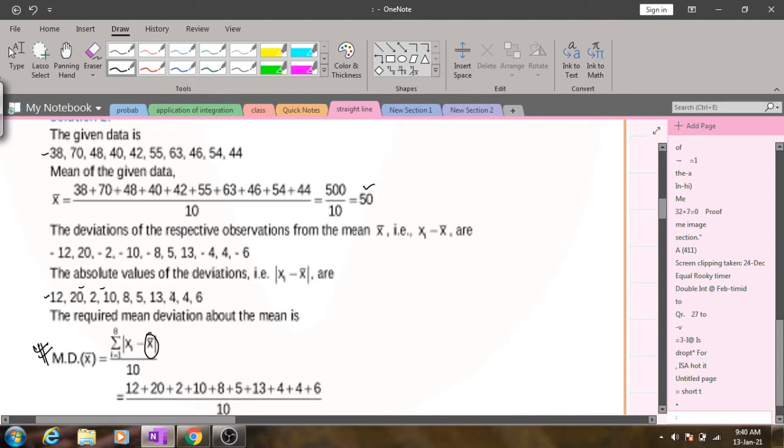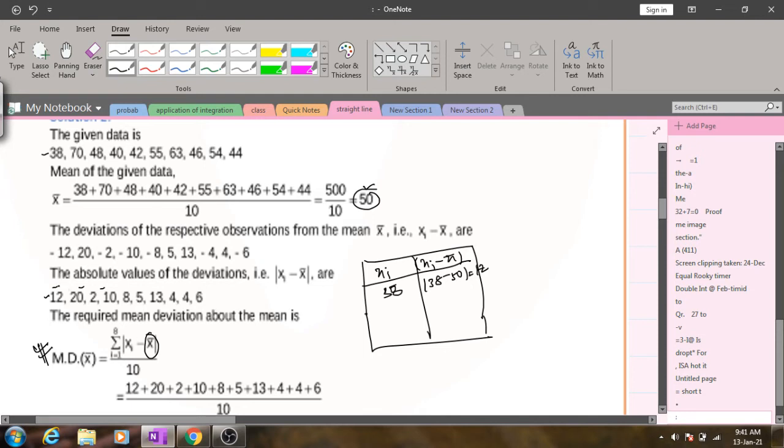So make sure you do things in the form of a table, so that it is much easier for you to calculate, because calculators in CBSE, as you know, are not allowed. So you write xi here and xi minus x bar, and then you go on to calculate the values. Xi here is 38, and x bar has just now come to be 50, so 38 minus 50 is minus 12, the modulus gives you 12.